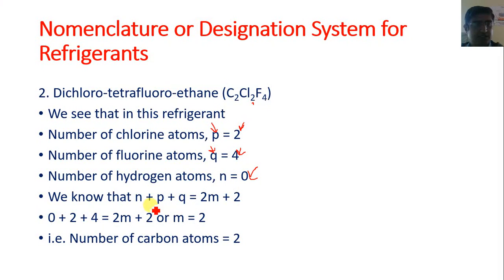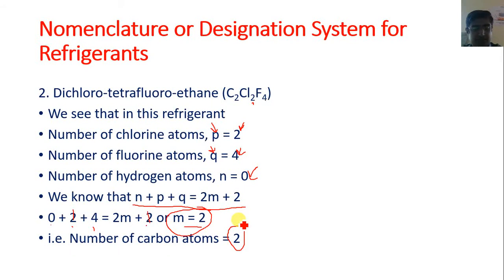Further solving, if you want to find the number of carbon atoms, then you have to follow this formula: n plus p plus q is equal to 2m plus 2. We have the values of n, p and q, so just placing these three values, 0, 2 and 4, is equal to 2m plus 2. Here 2 and 2 get cancelled out, and the value of m becomes 4 upon 2. It means that the value of m becomes 2. So in the case of dichlorotetrafluoroethane, the number of carbon atoms is 2.